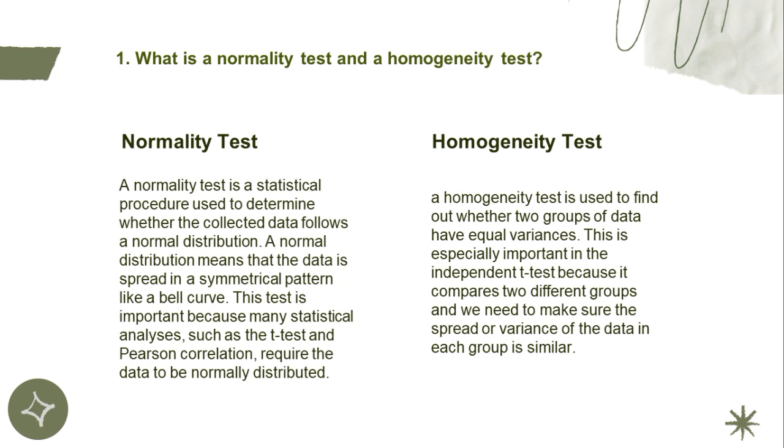And homogeneity test. A homogeneity test is used to find out whether two groups of data have equal variances. This is especially important in the independent t-test because it compares two different groups and we need to make sure the spread, or variance, of the data in each group is similar.